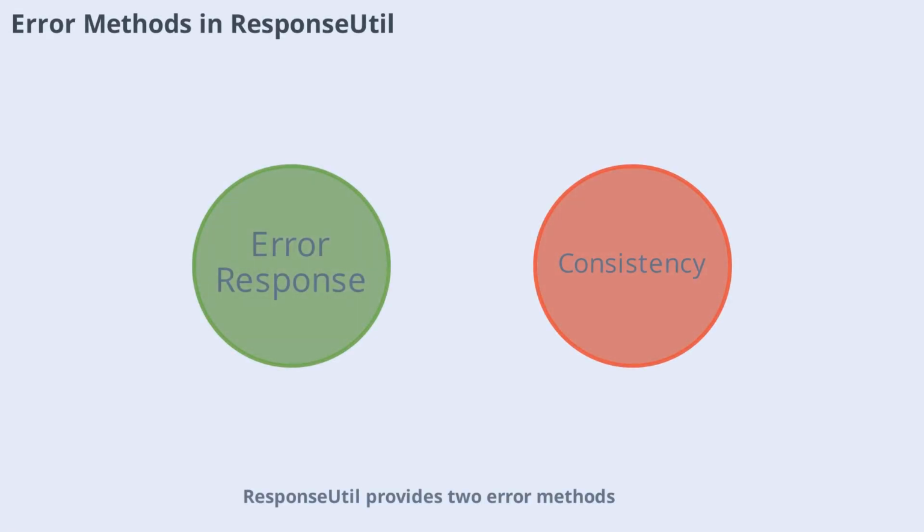ResponseUtil provides two error methods, one for a list of errors and another for a single error message. Both methods create an ApiResponse object with the success flag set to false, include error details, set the error code, and record the request path. This approach ensures all error responses are structured and easy to interpret.